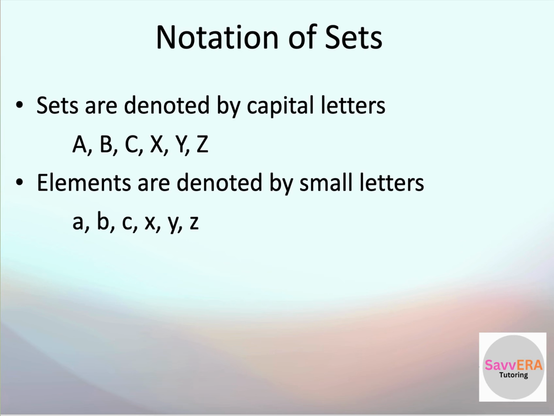Now sets are denoted by capital letters, as we could see in the example below: A, B, C, X, Y, Z. Which letter we use doesn't matter as long as it's a capital letter. Whereas elements are denoted by small letters, right? And again, it doesn't matter which letter you use. So if you're going to define a set, capital letter; elements, small letters.